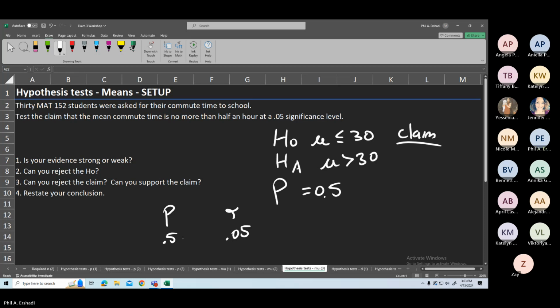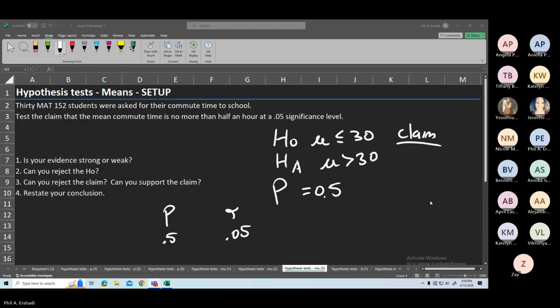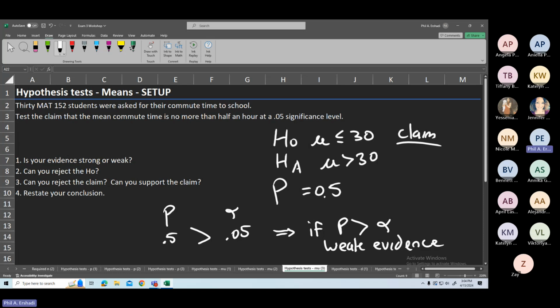So do we have strong evidence or do we have weak evidence based on this? Yep, we have weak evidence, exactly. So big P is greater than alpha. That means that we have weak evidence. Can we reject the null or do we fail to reject the null?